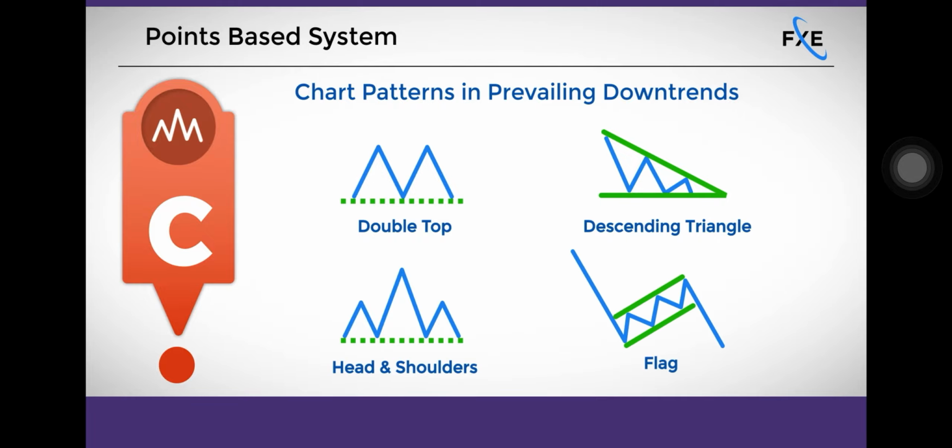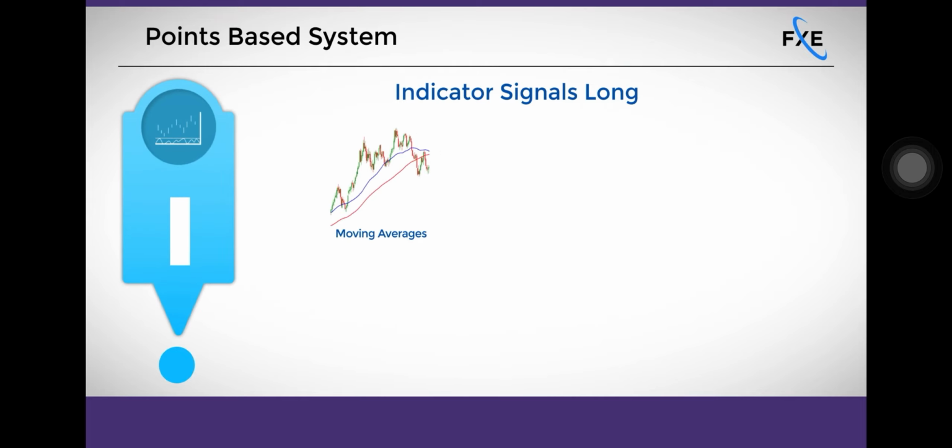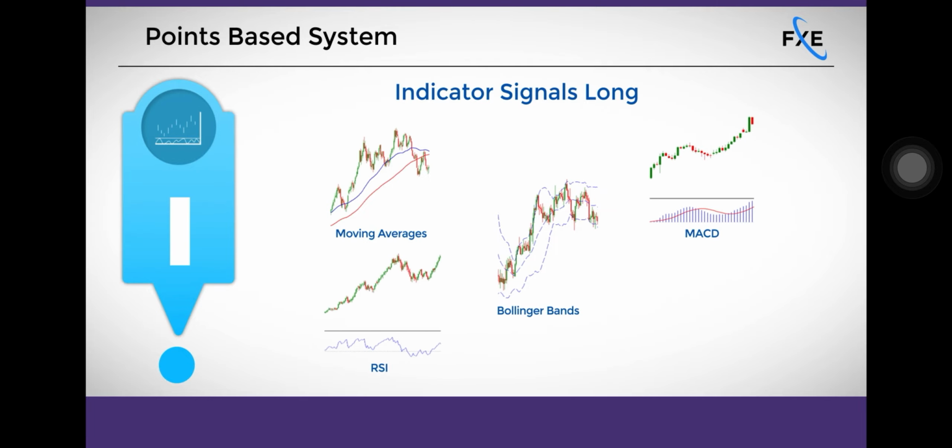Now we move on to I for indicators. Although there are hundreds of different indicators available, it's important to only use indicators that offer relevant information to the trading opportunity that you have identified. There are two forms of point accumulation in the indicators component: indicator signals and indicator and price divergence. Let's first look at indicator signals.